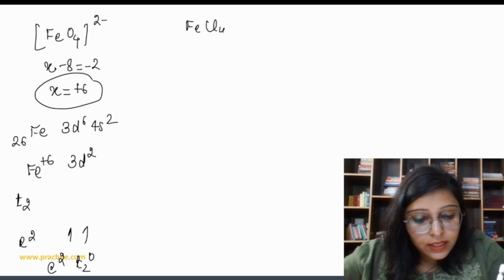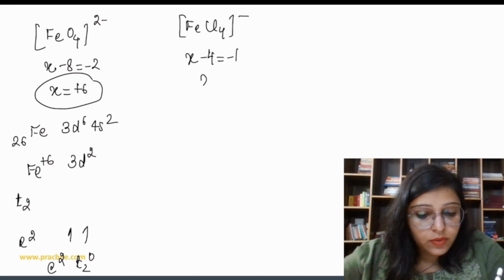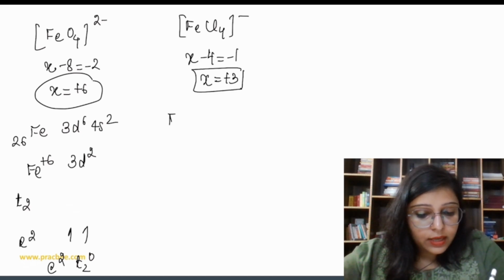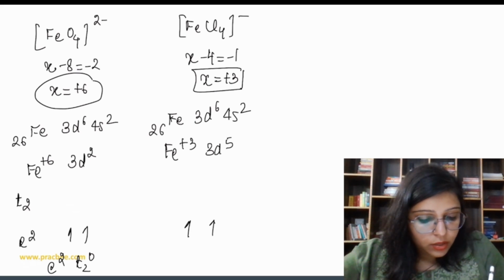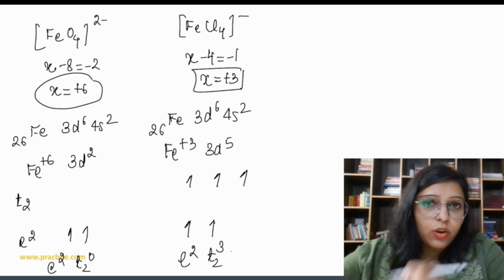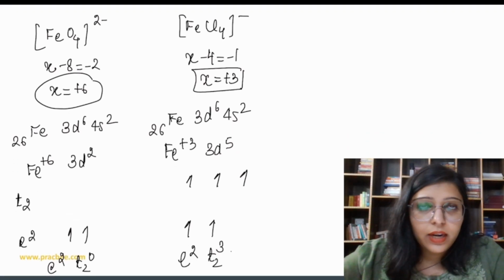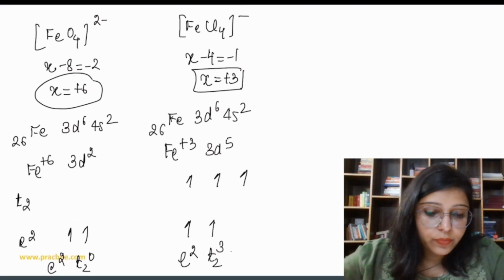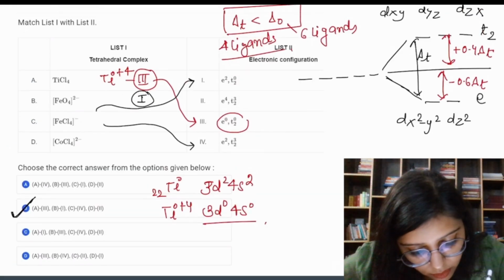So the third one is FeCl4 minus. So here X minus 4 is equal to minus 1, X is equal to +3. So iron 26, 3d6 4s2, iron +3, it is going to be 3d5. So let's put 1, 2, 3, 4, 5. So we get E2, T2 3, because pairing will not happen. Basically in tetrahedral, we do not have the concept of pairing. E2 and T2 3. So it means C can be matched with option number 4.